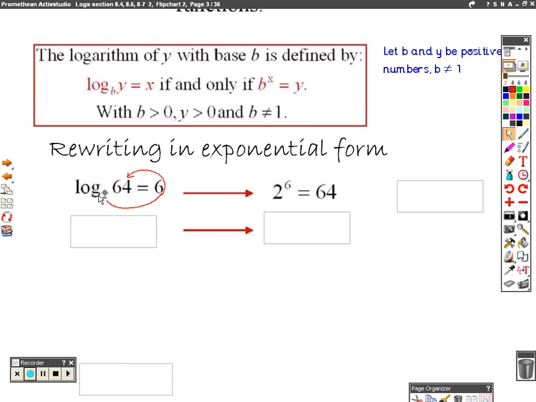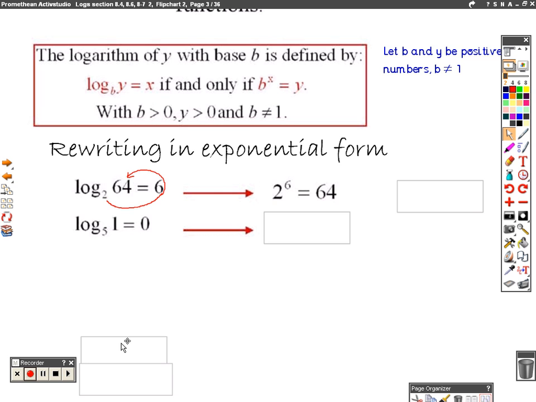So I start with log base 2. It's very important that we're saying base because it gives it away. 2 to the 6th power equals 64. And that is correct. We could plug it in our calculator and make sure. Raise 2 to the 6th power and you will get 64.